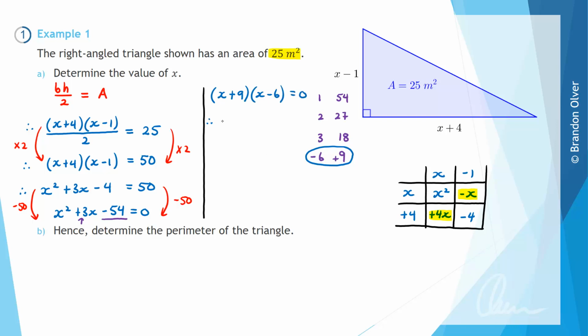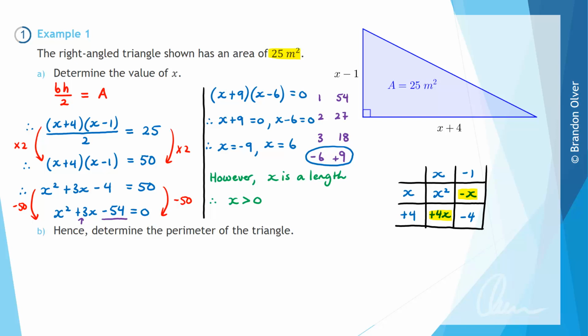Therefore, our null factor law says that x plus 9 could equal 0, or we could have x minus 6 is equal to 0. That would give us x is equal to minus 9 or x is equal to positive 6 as possible values for this. However, x is a length. Therefore, we know that x must be greater than 0. That's what we might call a domain restriction, or just a practical or reasonable test for this case. We need the lengths to be positive.